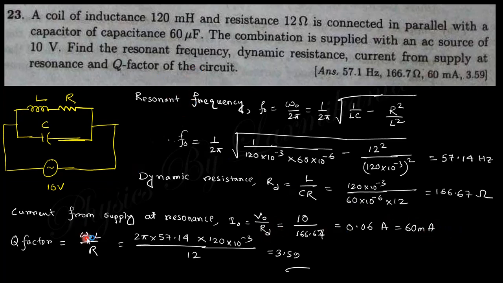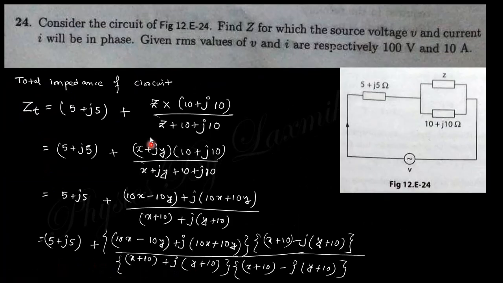And the Q factor is nothing but omega naught L by R. Put in this value of omega naught. Sorry, this is f naught. So omega naught is nothing but 2 pi f naught. So put in the value 2 pi f naught, and the value of L, 120 millihenry, and the resistance is 12 ohm. You will get this Q factor. Clear? If there is any doubt, you must comment in the comment box. Go to the next question.